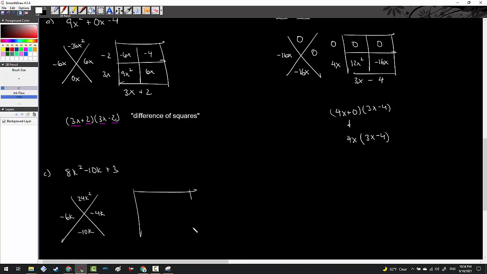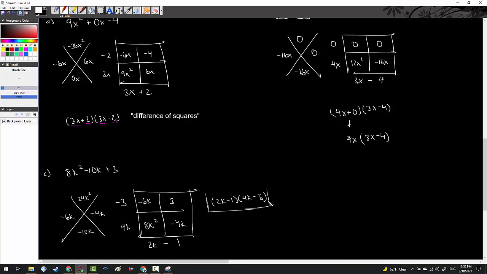So in our good old buddy, the area model, I'm going to get 8k squared and a 3. I'll go and throw down the negative 6k and the negative 4k here. So again, if I'm going to break apart an 8k squared, I'll break it apart as a 4k and a 2k. That gives me a minus 3 and a minus 1. And what I get is 2k minus 1 times 4k minus 3. And I think that's going to be good enough for this guy.